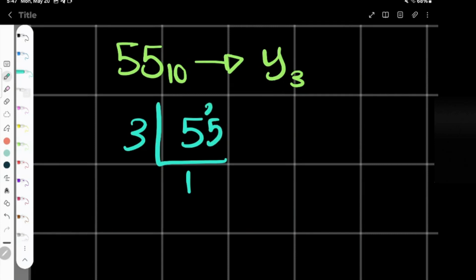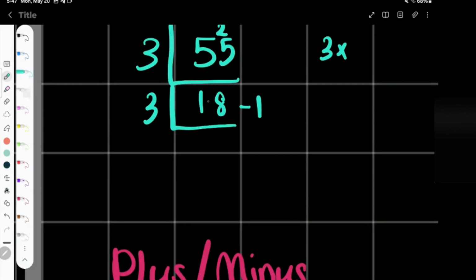How to get 25 from 3? It is 3 times, let's see, 3 times 8, is it? Yes, 3 times 8 is 24. So if you put 8 here, the remainder will be 25 minus 24, which is 1. You divide again by 3. So 18 divided by 3 is very simple.